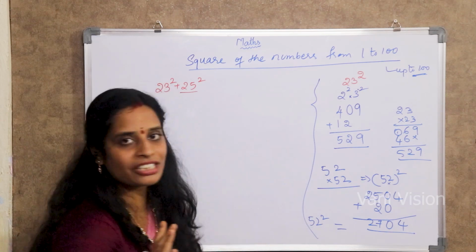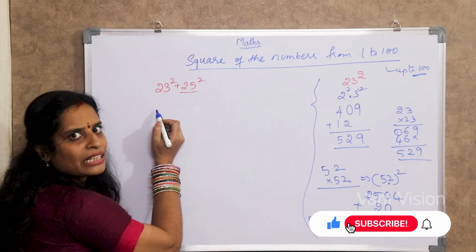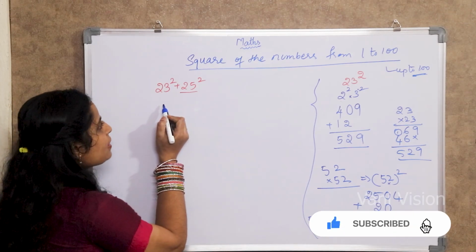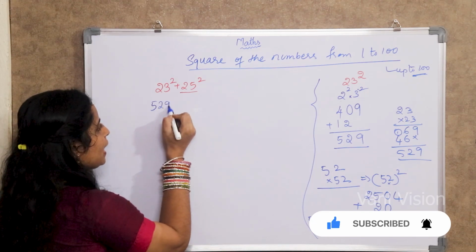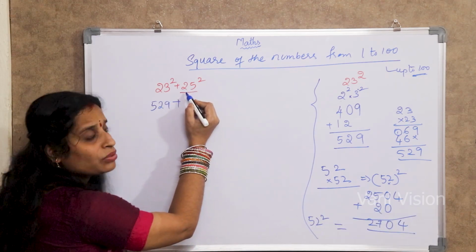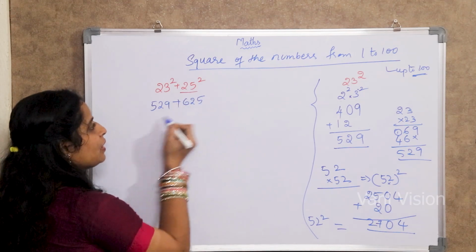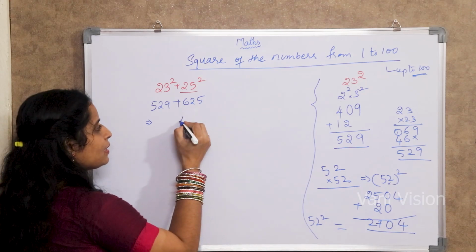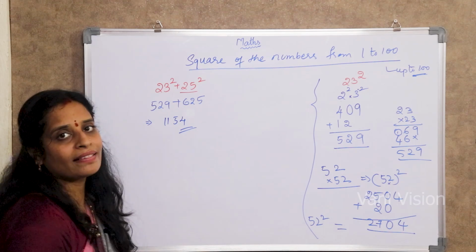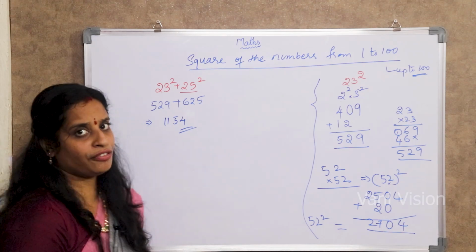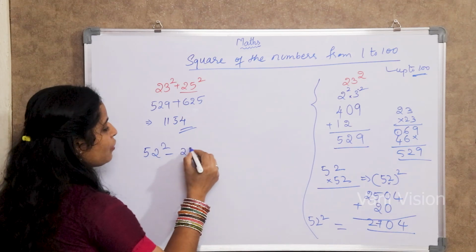Then shall we solve this question now? Clear? Now what is 23 square here? Here also we can do it. These are 9, 0, 9, 4 plus 12. So 529 plus, now this one, 5. So 2 3s are 6, 25. Now add it up. What is the answer? 14, 5, 11. Your answer is 1154.